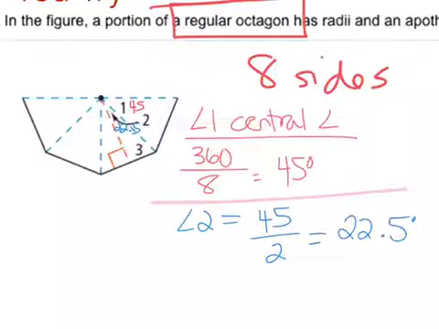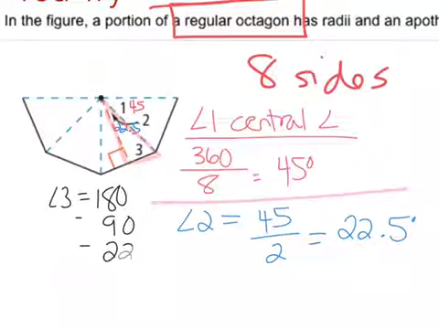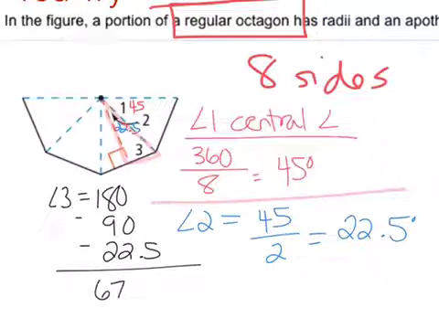And then the last thing that we have to do is find angle 3. So there's my right triangle, or really you could just think about it like, hey, it's a triangle, and every triangle has 180 degrees. So I'm going to say 180, take away 90, take away 22.5, and I'm just using my calculator here, and I'm figuring out that it's 67.5 degrees for angle 3.